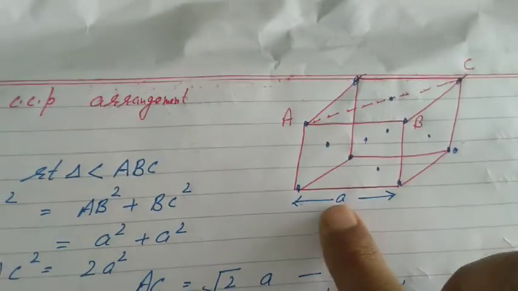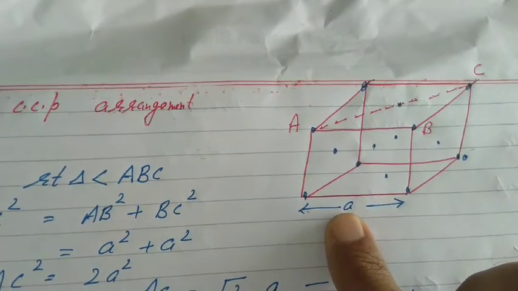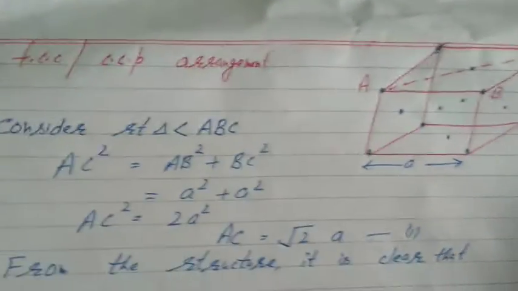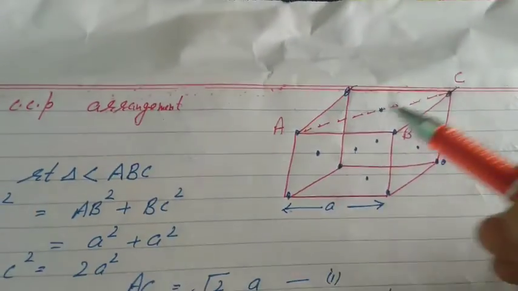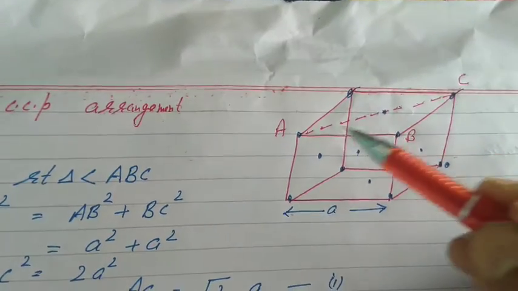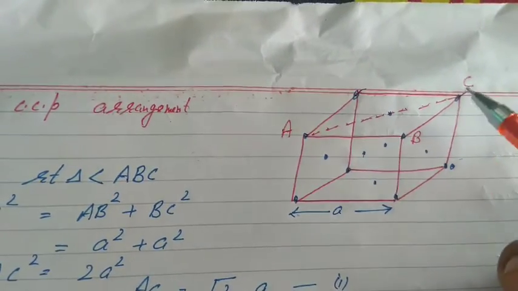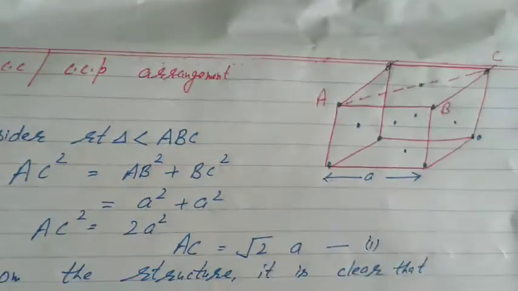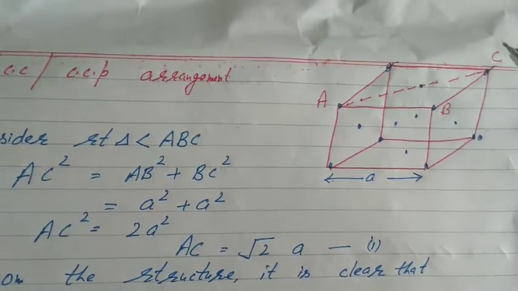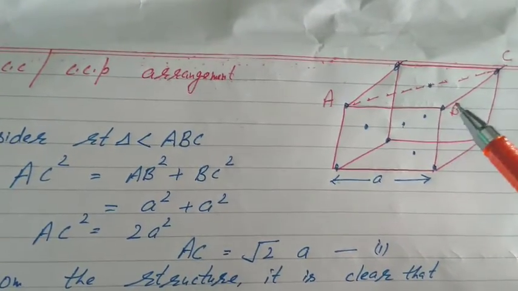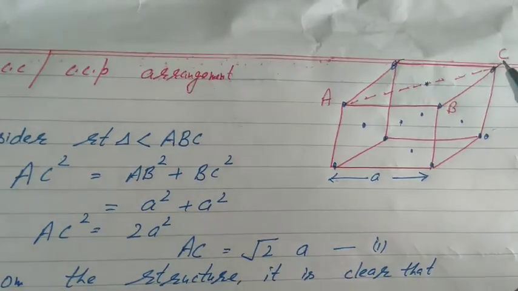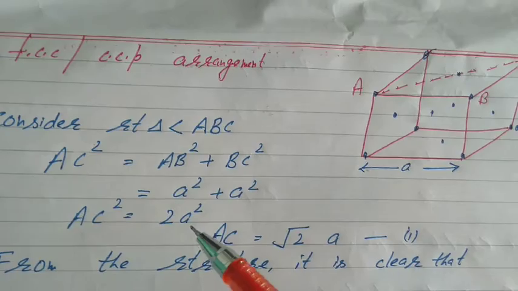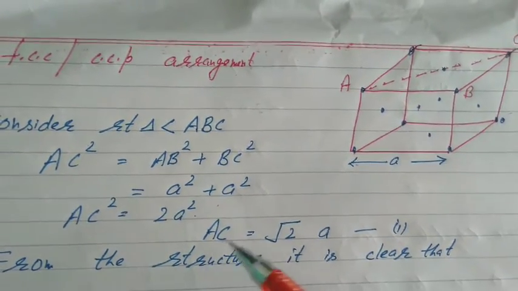Again the same: a is edge length and r is the radius of sphere. Now students, please consider right angle triangle ABC. According to right angle triangle ABC, AC square is equal to AB square plus BC square. AB and BC are edge lengths. The edge length is a, so I mention a square plus a square. AC square is equal to 2a square. AC is equal to root 2 a.